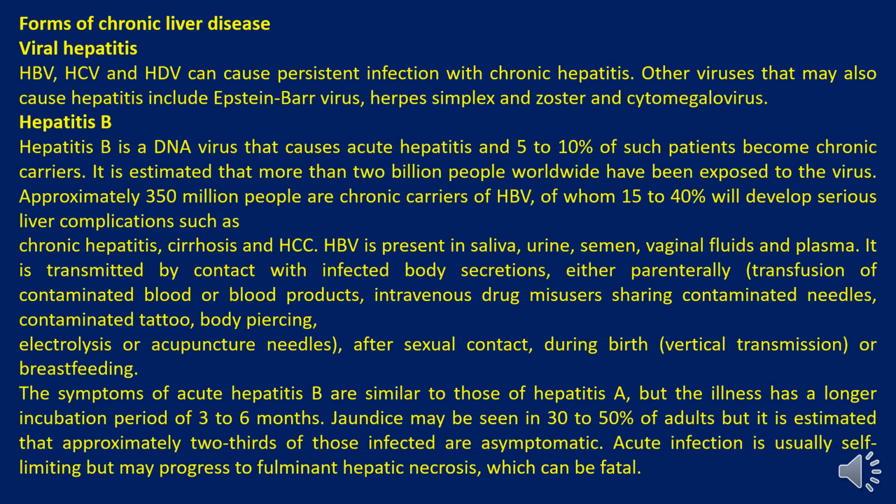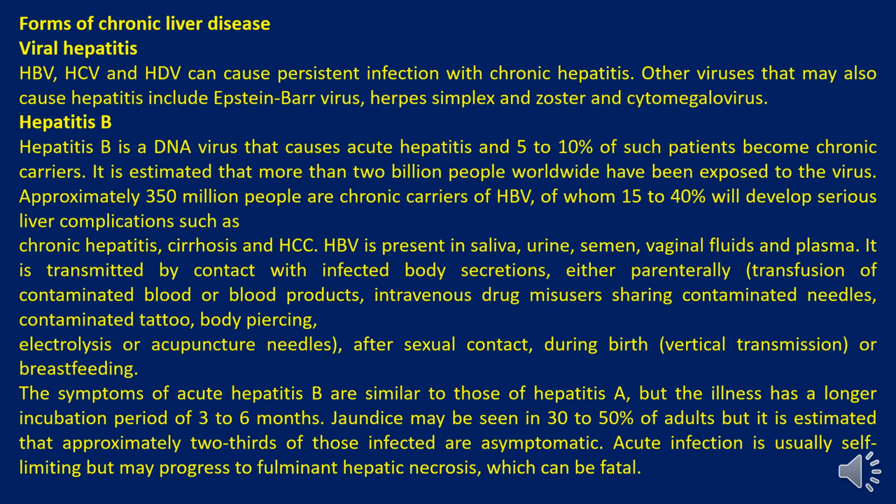Next we will discuss forms of chronic liver disease. We will begin with viral hepatitis. HBV, HCV and HDV can cause persistent infection with chronic hepatitis. Other viruses that may also cause hepatitis include Epstein-Barr virus, herpes simplex and zoster and cytomegalovirus.